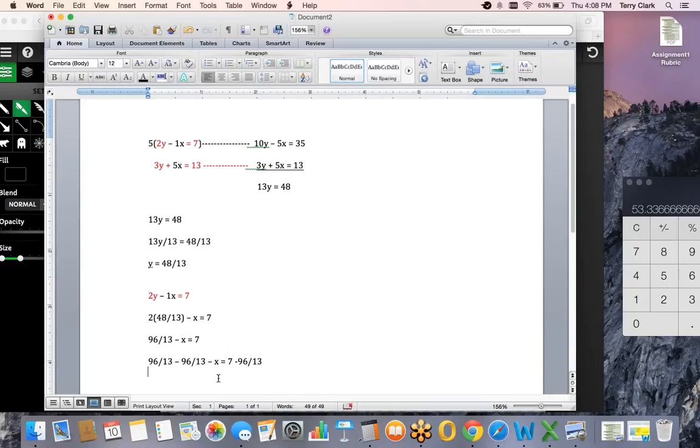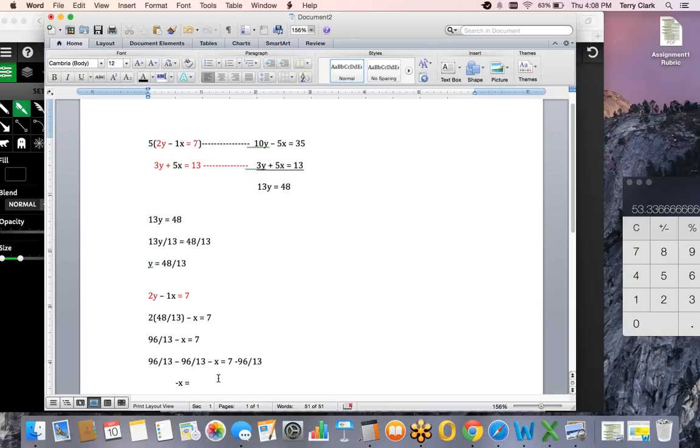So now I've got 7 here minus 96 over 13. Okay, so the 96 over 13 minus the 96 over 13 are going to cancel out, and I'm going to be left with negative x. And then you can't subtract 96 over 13 from 7. I've got to convert that 7 into a fraction. And so what I'm going to do is, I know 13's got to be my denominator.